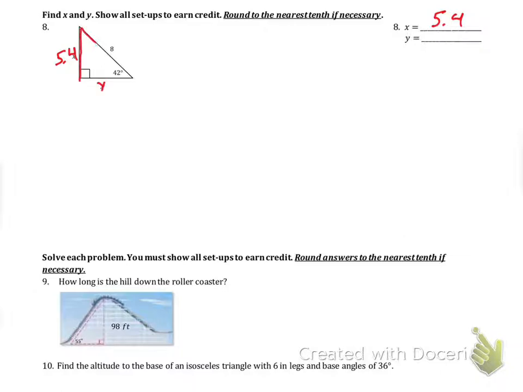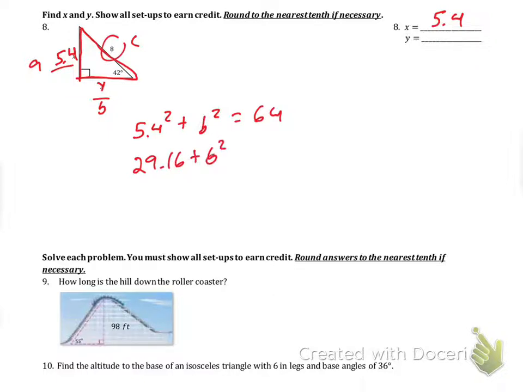So in a triangle, I have an A and a B, and then I have a C. So I could just do 5.4 squared plus, I shouldn't say y squared, that should be b squared. Because technically, this is A, and this is the B, and this is the C. Is going to be equal to c squared, which is 8 squared, so that'd be 64. So 5.4 squared is equal to 29.16 plus b squared is equal to 64.